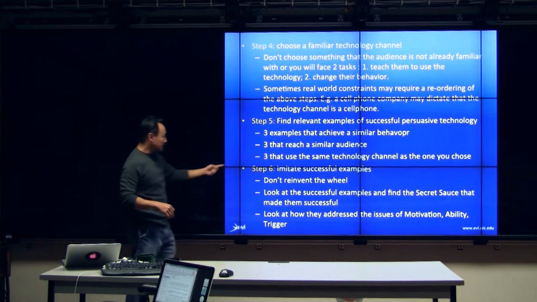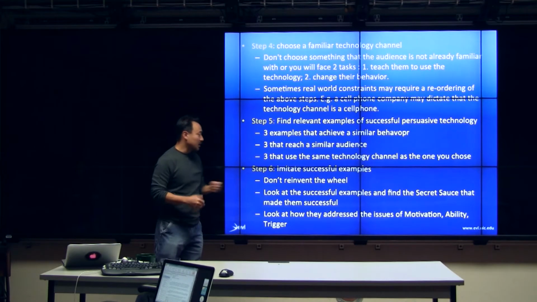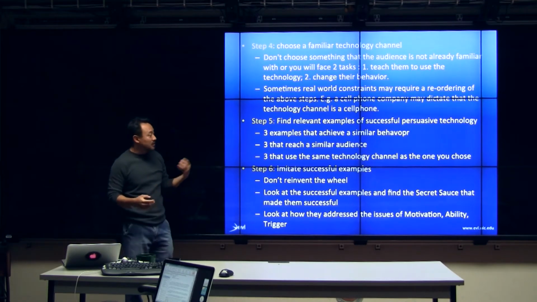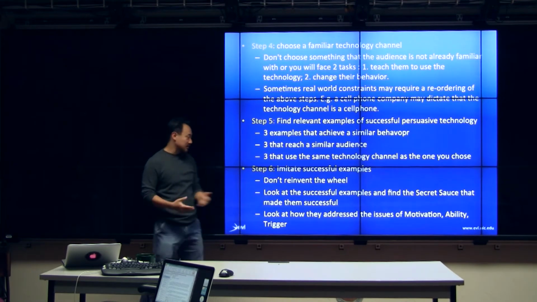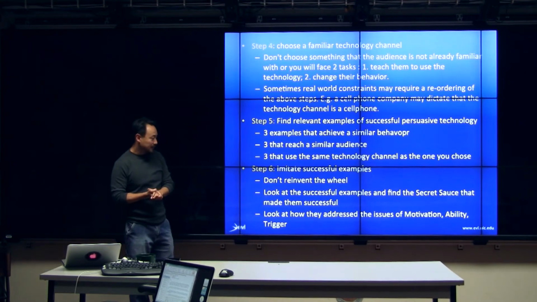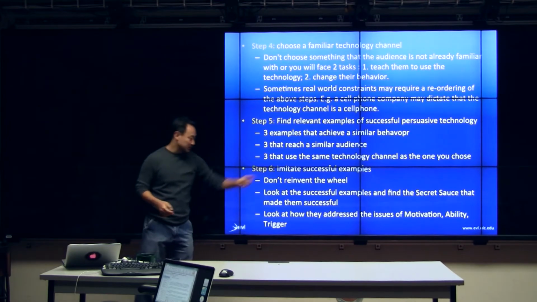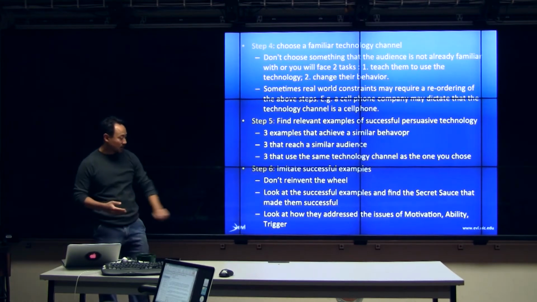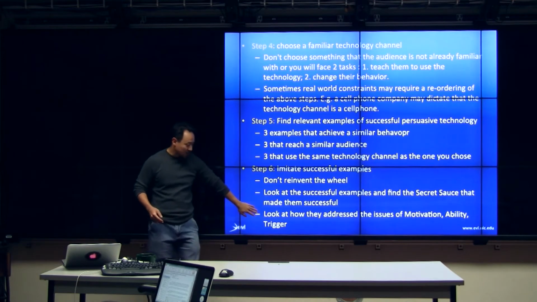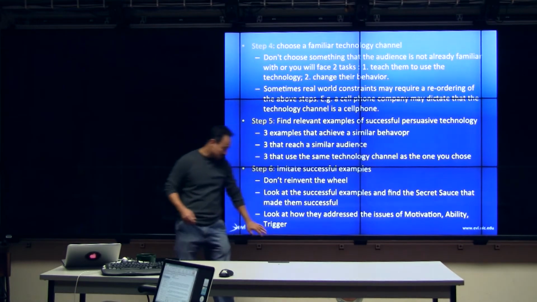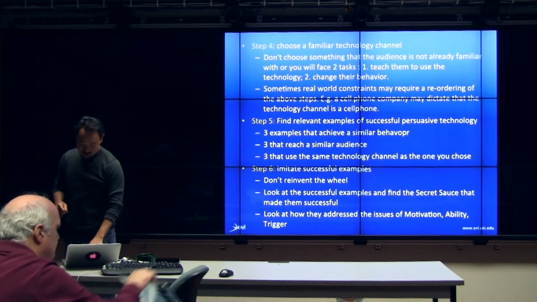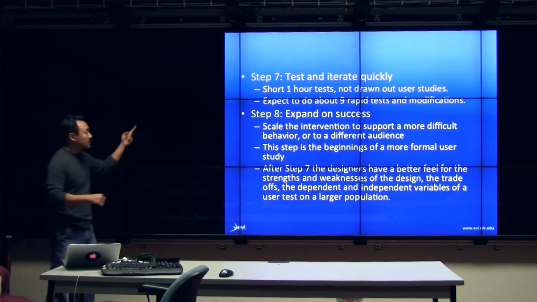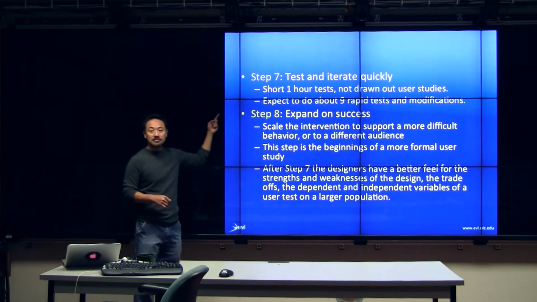And then step 6, imitate successful examples. When you find one of these examples that successfully used something, imitate it, and then enhance it and improve on it. Okay. Find their secret sauce. Right? Look at how they addressed motivation, ability, and trigger. Okay. Step number 7, test and iterate quickly.